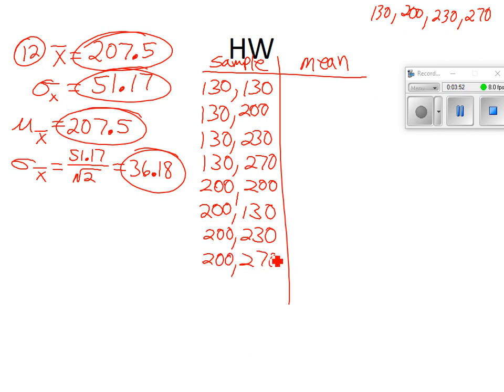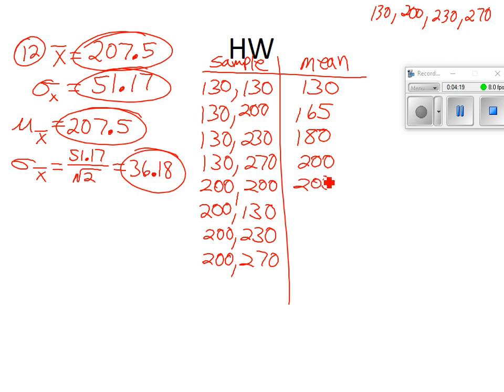Does everybody see the pattern there that we're doing? So there's going to be, I think, 16 of them. I think I've listed 8, so I'm about halfway. The mean: add these 2 together, divide by 2, that's 130. That's 330 divided by 2 is 165. Add these together, that's 360, that's 180. And that's 400, that'd be 200 is the mean.